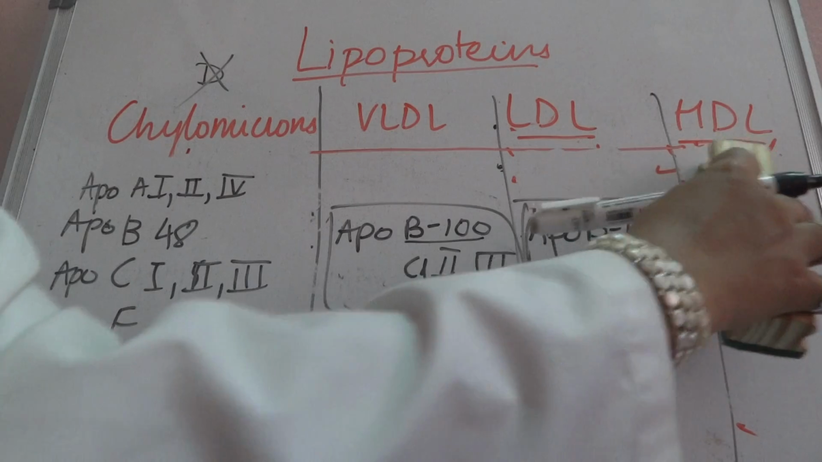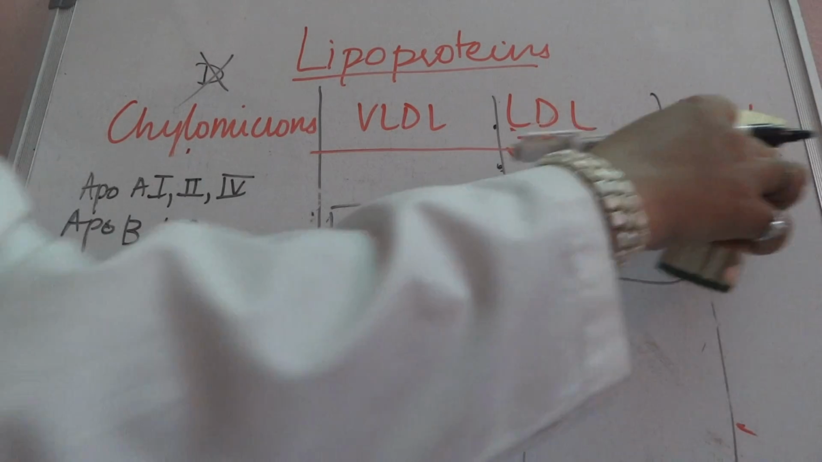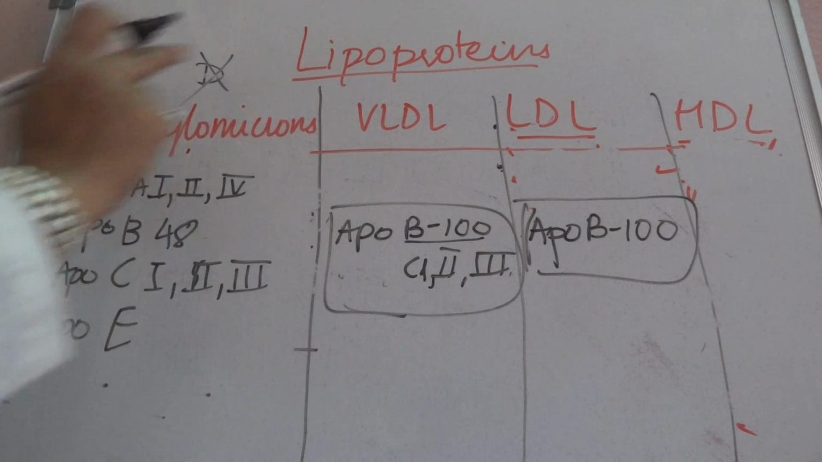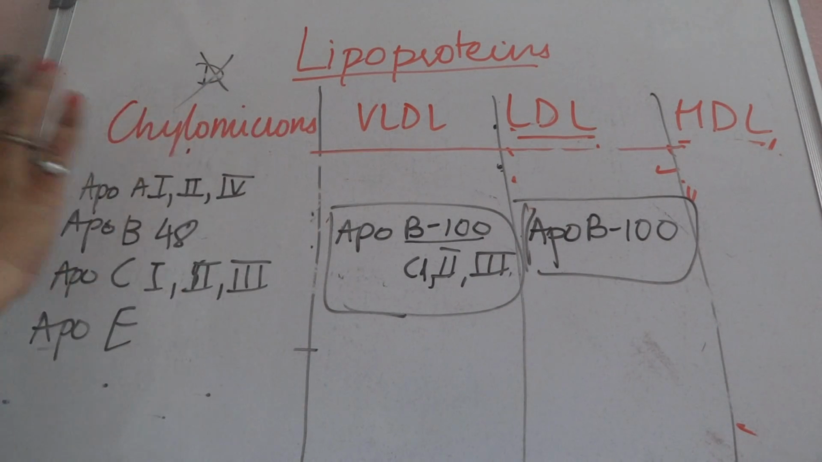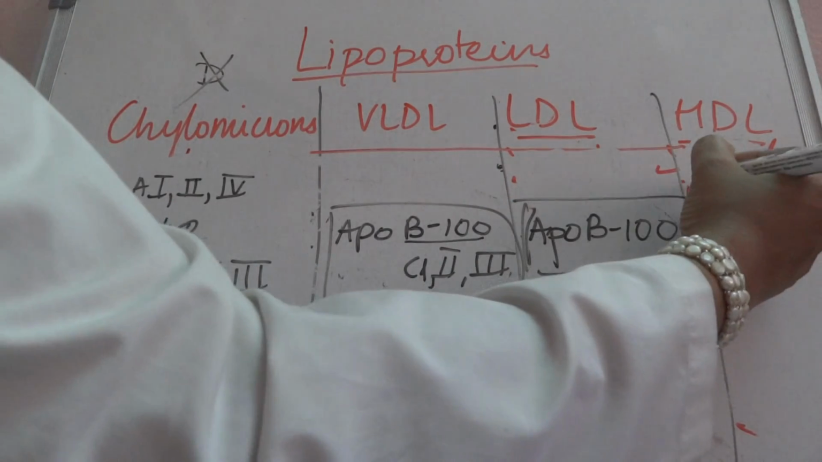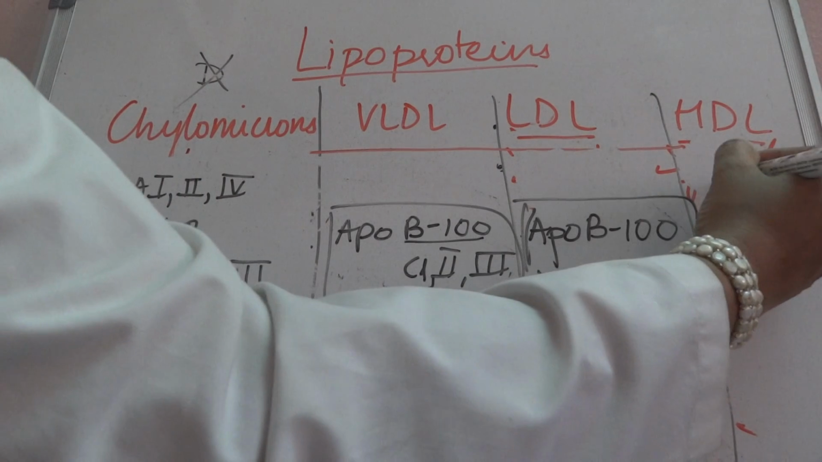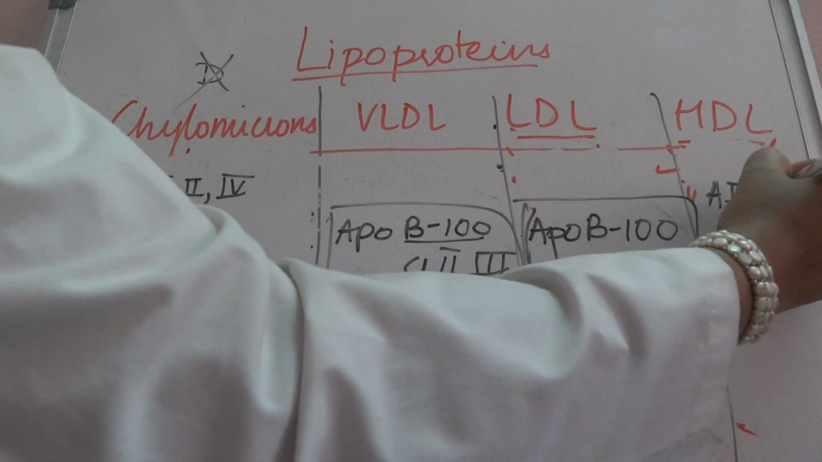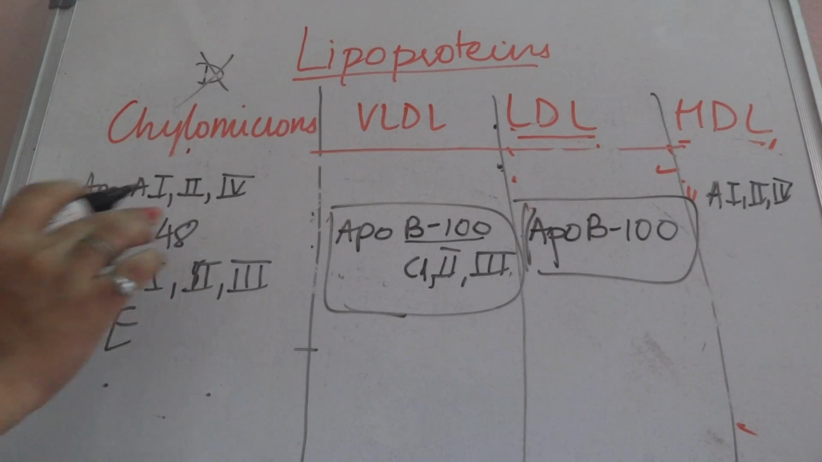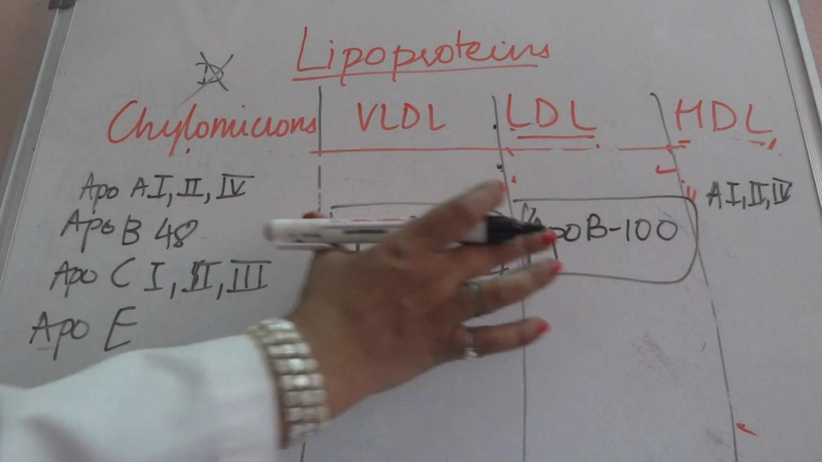high density, small size, good cholesterol, that is HDL, high density lipoprotein, which transports cholesterol to the liver for elimination. It is almost at par with chylomicron in all the things, or you can say in contrast. Now we will see how many apos it has. It has apo A1, apo A2, apo A4. The thing is that it will not have apo B.